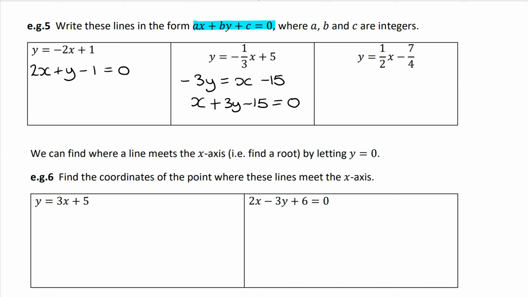Finally, on the last problem, I'm going to multiply both sides by 4, because that gets rid of both my fractions. If I only multiplied by 2, the last term would still be a fraction. And then I'll just make sure that everything is onto one side. As so. Yet again, minus 2x plus 4y plus 7 equals 0 is also a correct answer.